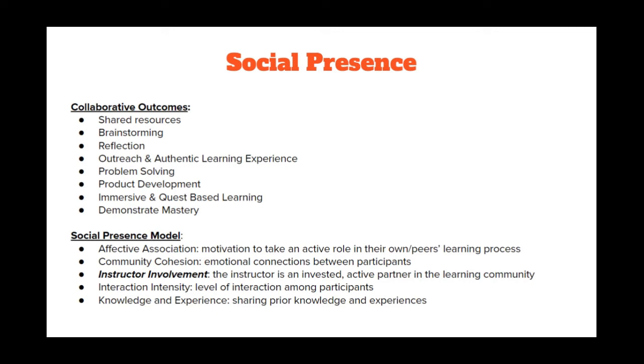And then I went to the article and I reviewed the social presence model in the 5 areas. So, for effective association, it's the motivation to take an active role in their learning process. I think with Goose Chase, it's really exciting and fun that students really do want to get engaged because it is seen as more of a game instead of like classwork.